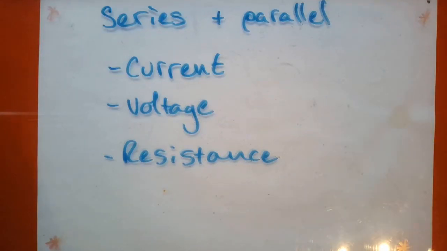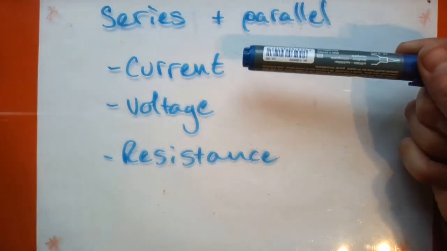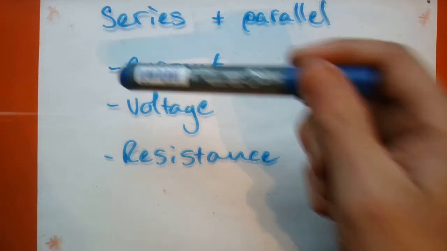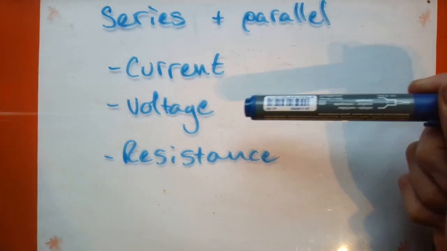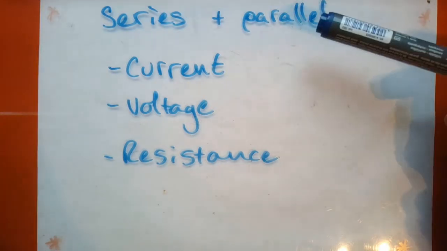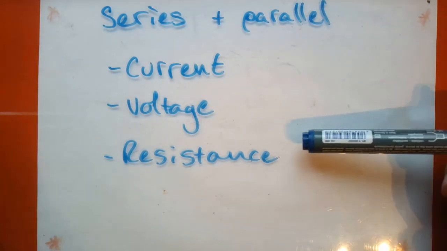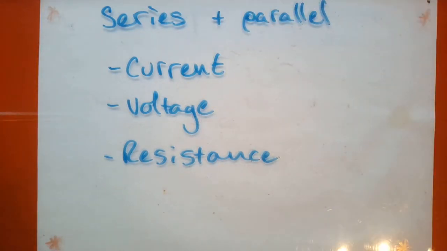Hey guys, so today we are going to look at series and parallel circuits. We're going to be able to talk about four things when we talk about series and parallel circuits. We're going to talk about the current throughout the circuits in series and in parallel. We're going to look at voltage through series and parallel circuits. We're also going to look at what happens to resistance in series and parallel.